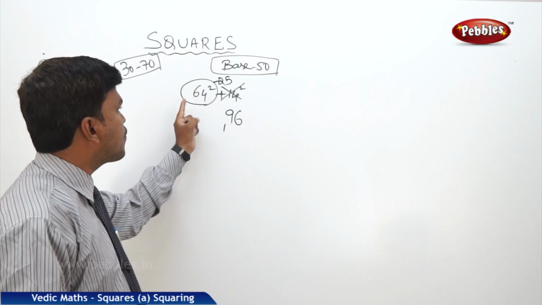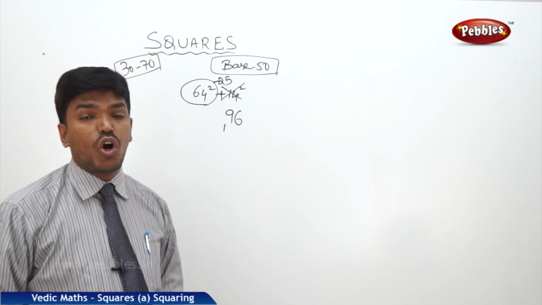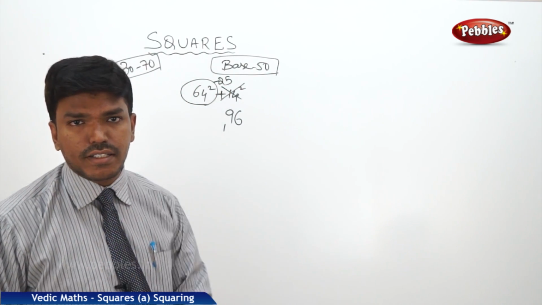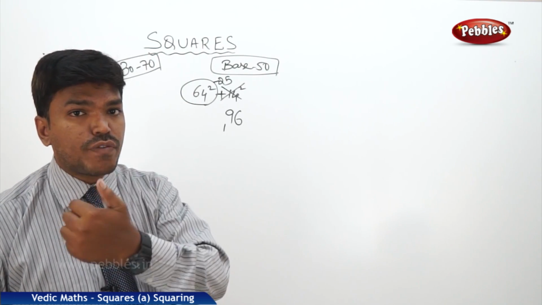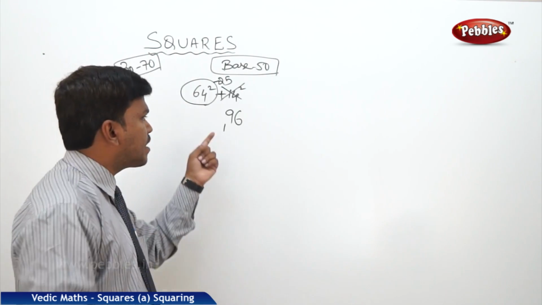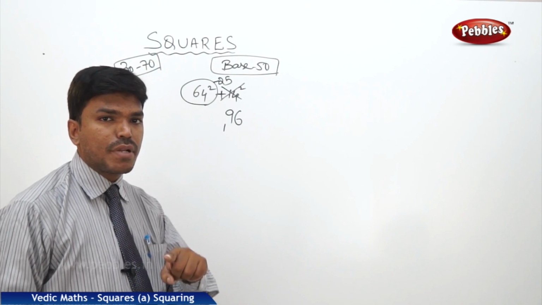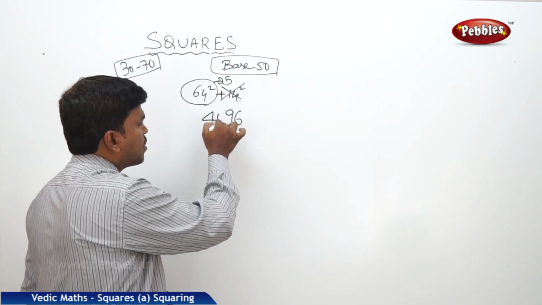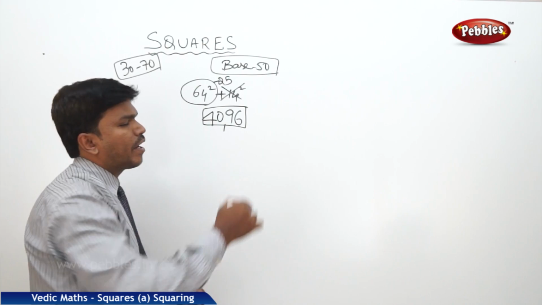Subtract 25. 64 minus 25. How much? 39. So 64 minus 25 is 39. 39 plus 1 is the carry here. So 39 plus 1, 40. So our answer is 4096.